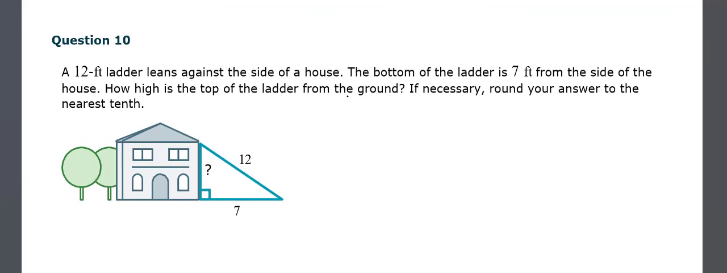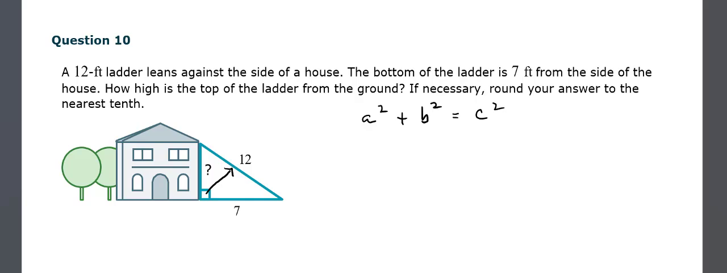So now we have a 12-foot ladder leaning up against the side of a house. The bottom of the ladder is 7 feet from the side of the house. How high is the top of the ladder from the ground? And again, we're going to round to the tenths place. So again, we're going to use our Pythagorean theorem, a squared plus b squared equaling c squared. We're going to identify our hypotenuse, which is opposite our right angle.